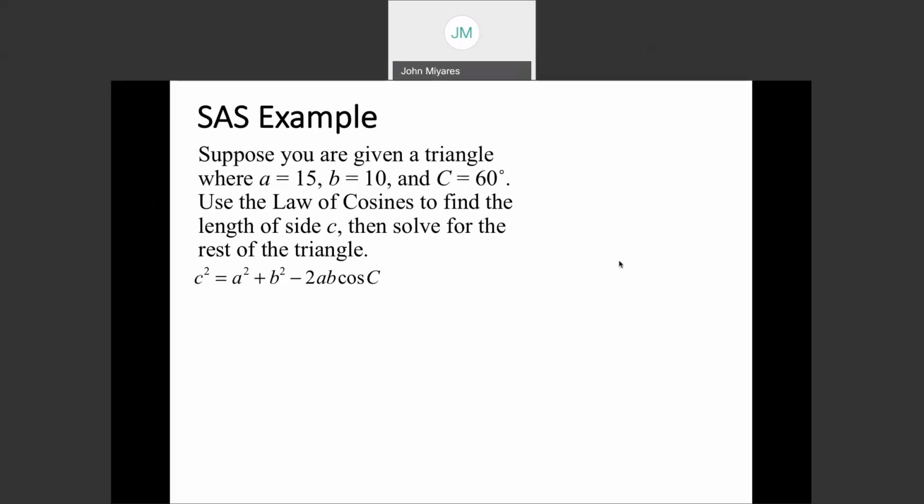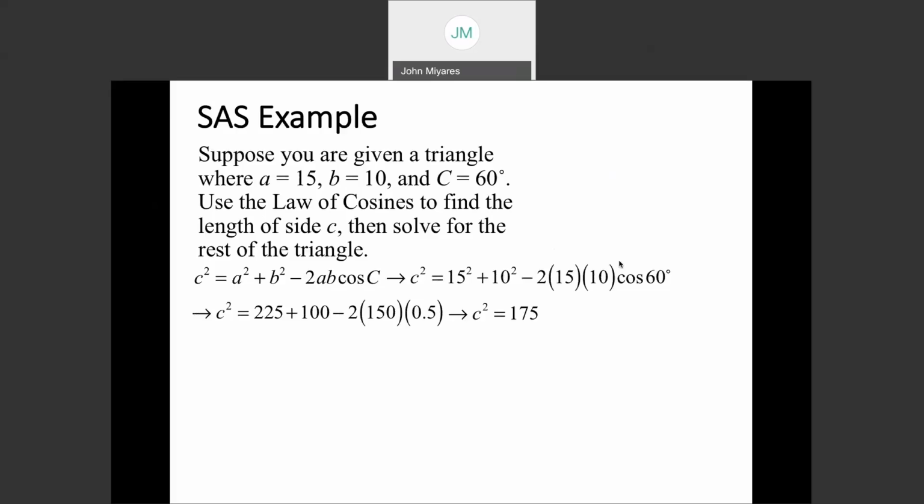Plugging our knowns into the expression, we have 15 squared plus 10 squared minus 2 times 15 times 10 times the cosine of 60 degrees will equal c squared. Expanding and simplifying this expression, you see we have 225 plus 100 minus 2 times 150 times 1 half, which is the cosine of 60 degrees. That's going to reduce to c squared equals 175, which would mean that c is approximately 13.229, or more exactly, the square root of 175, or 5 times the square root of 7.